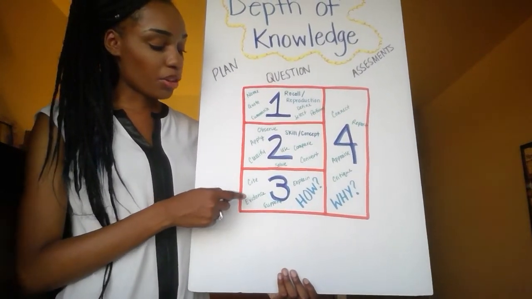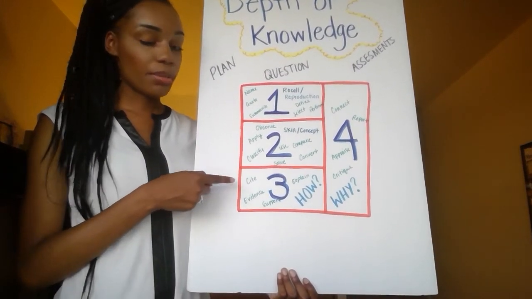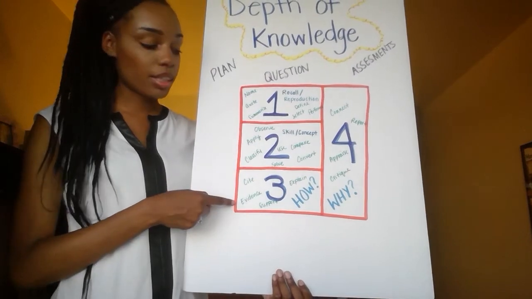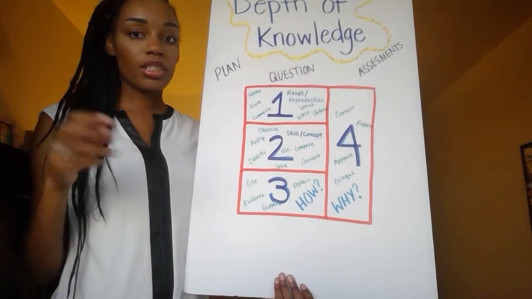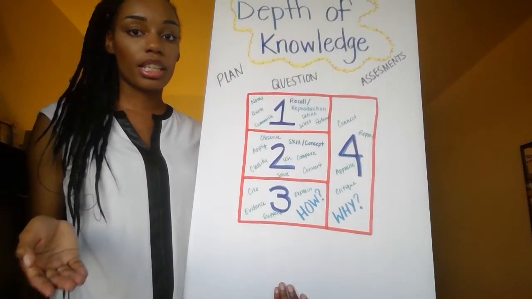Number 3 is also piggybacking off of number 2. It's having them cite, having them look for evidence, explaining. So it'll start to get verbal, where they explain how or why something is happening.